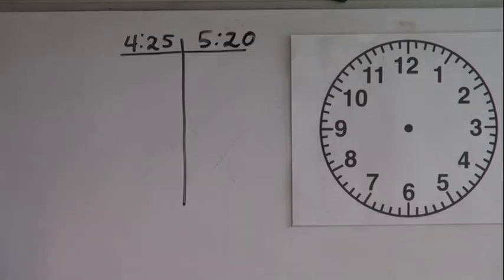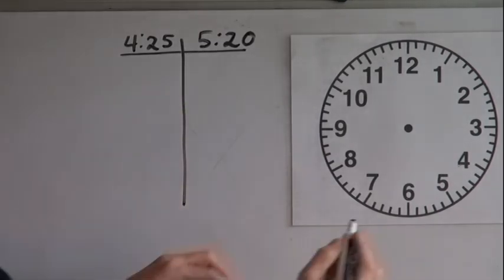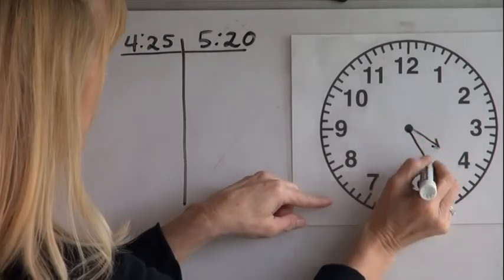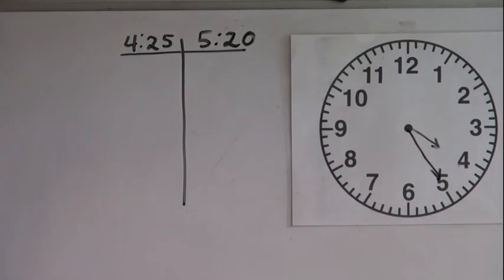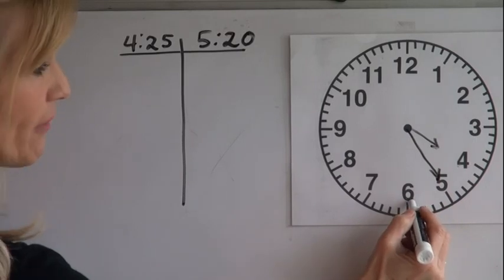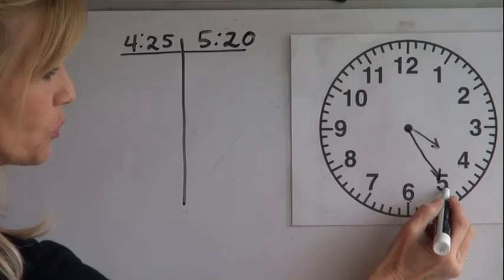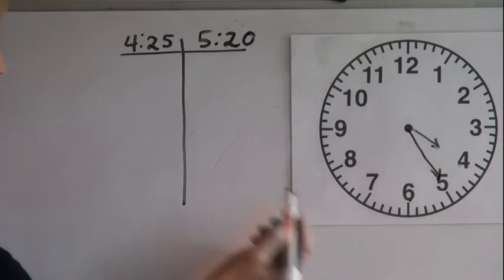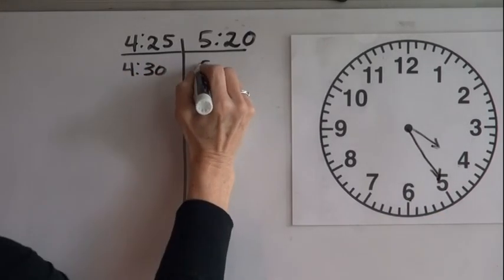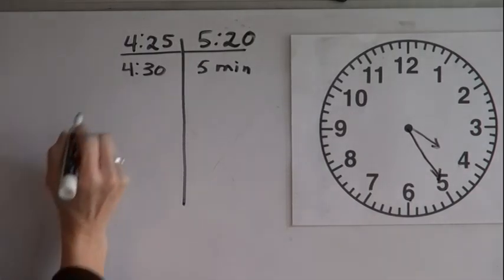Okay, here's another one. We need to know how much time elapses between 4:25 and 5:20. So here's a visual for you. If this is 4:25, right here, is our start time. What I think is easiest is get to one of these, like a halfway mark. So to go from 4:25 to 4:30 is 5 minutes. So I'm going to do that because it makes it easier for me. So that's 5 minutes and takes me to 4:30.